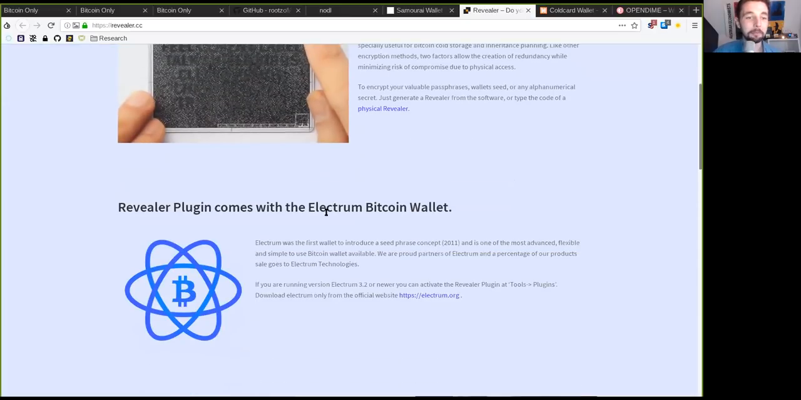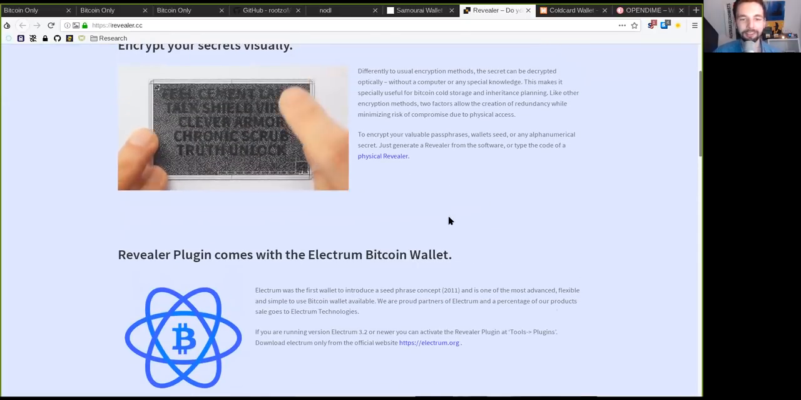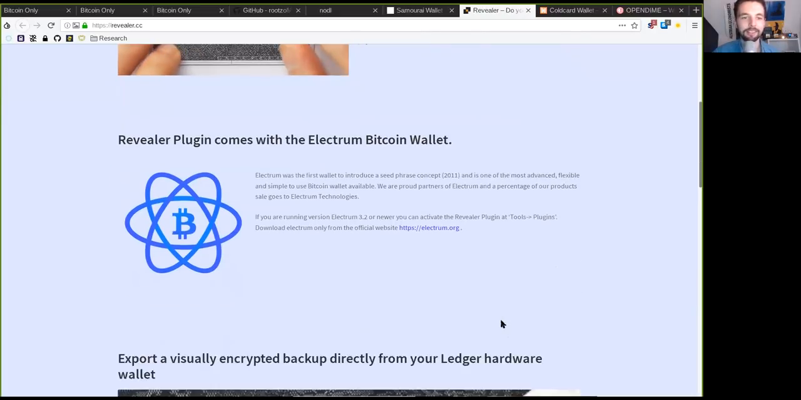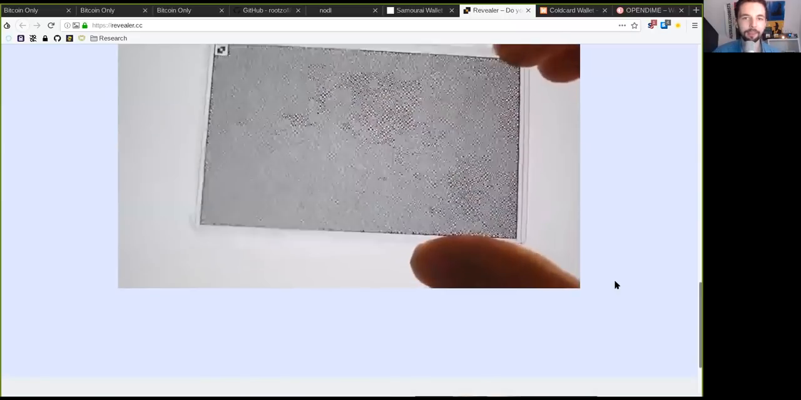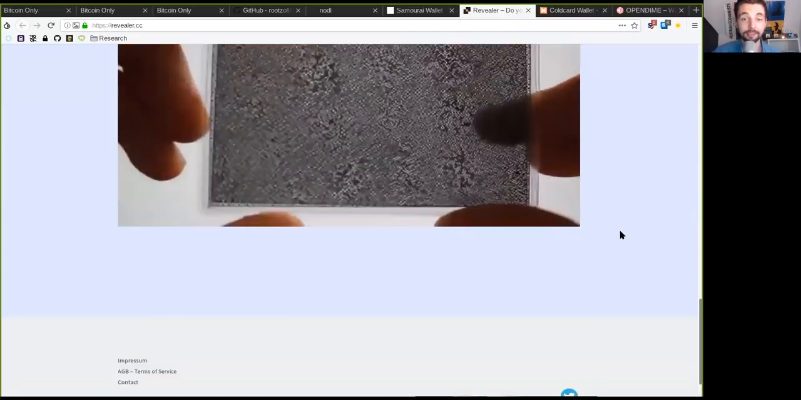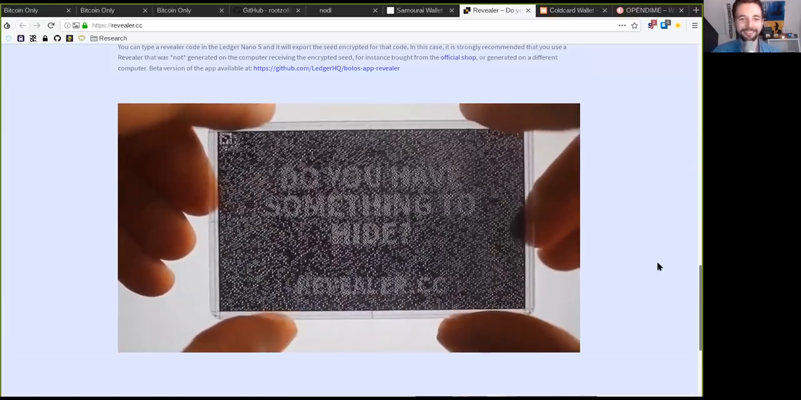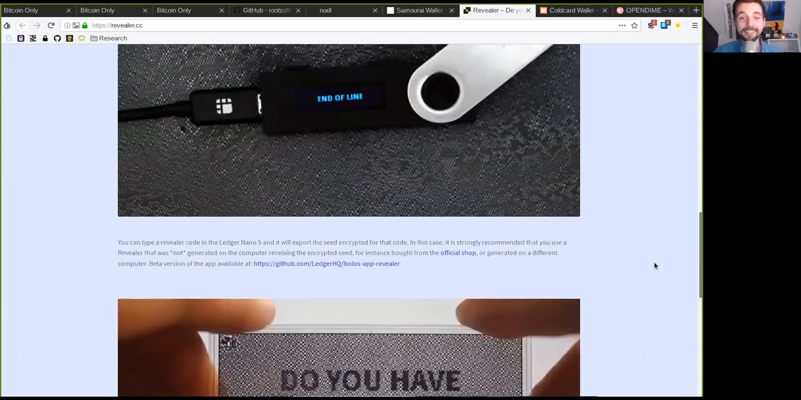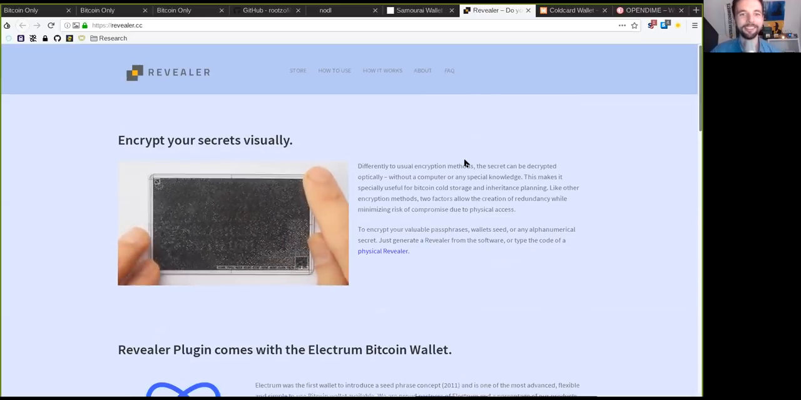And the cool thing is you can plug it in directly into your Electrum Bitcoin wallet and apparently then easily generate these for yourself. So that is really cool. However, again, I have not yet tested that. Do you have something to hide? Cool. I've not yet tested them in person, but I'm really, really intrigued and I actually want to buy one now. So yeah, check it out.